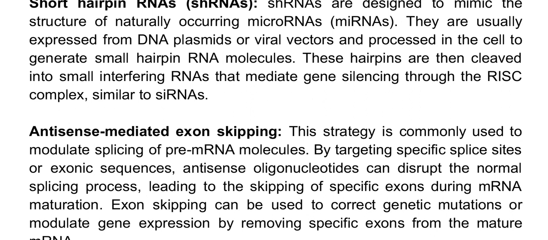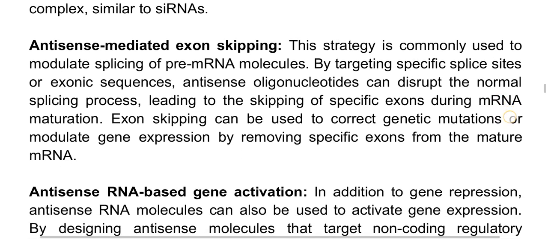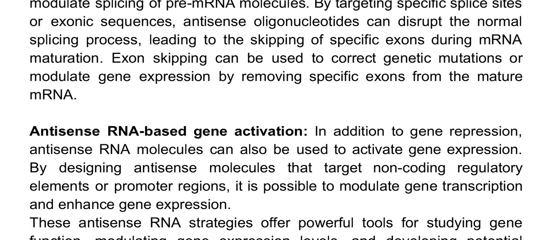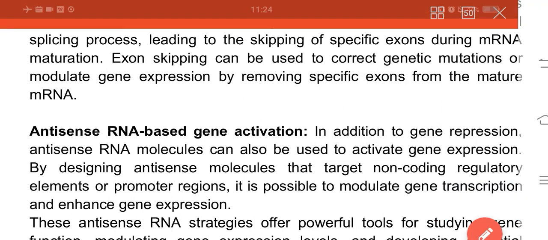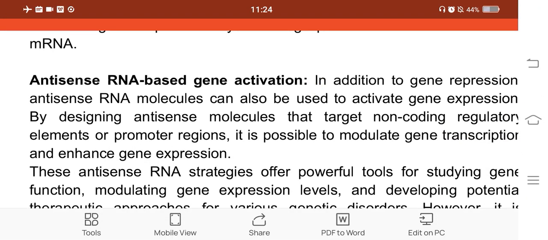This strategy is commonly used to modulate splicing of pre-mRNA molecules by targeting specific splice sites of exon sequences. Antisense oligonucleotides can disrupt the normal splicing process, leading to the skipping of specific exons during mRNA maturation. Exon skipping can be used to correct genetic mutations or modulate gene expression by removing specific exons from the mature mRNA. Then antisense RNA-based gene activation.